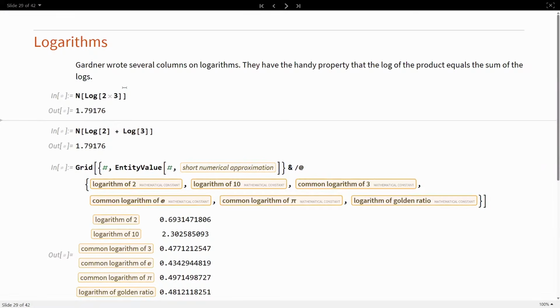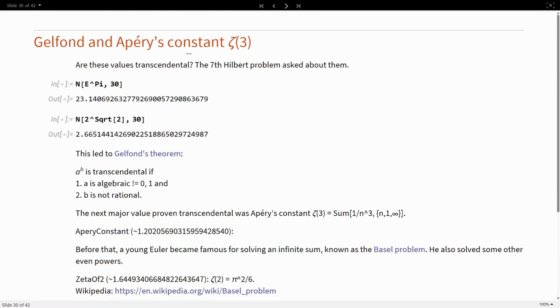And logarithms are handy because you can take the log of a product and split it up to make a sum, which is how slide rules work. Are various numbers transcendental? The seventh Hilbert problem asks about e to the pi and 2 to the power of the square root of 2. And a person by the name Gelfond came up with a theorem that showed that these were transcendental.